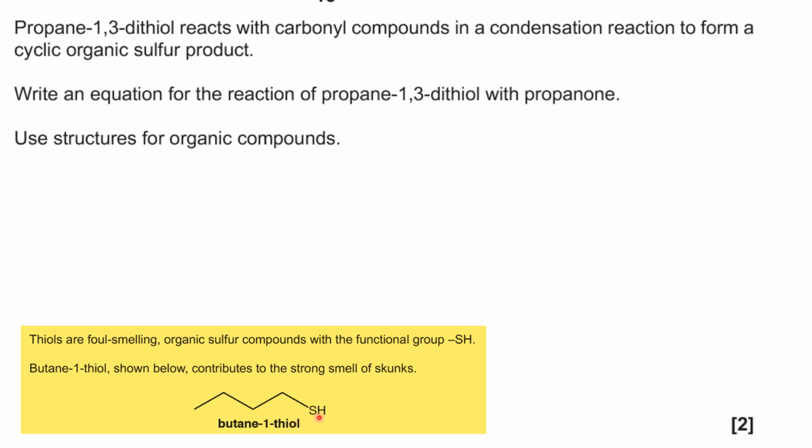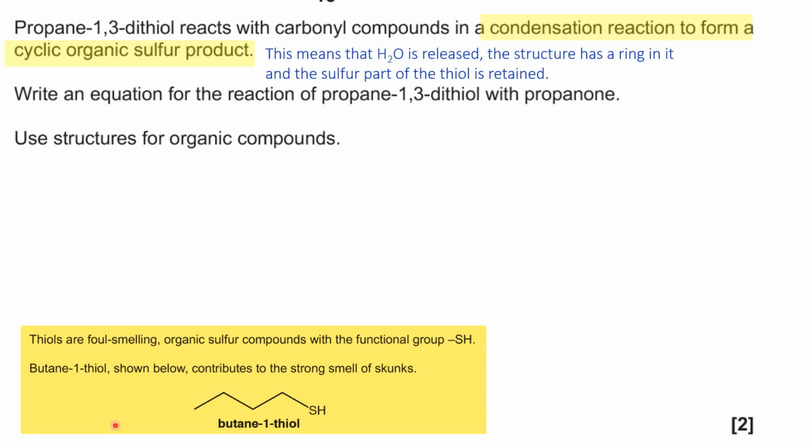Now it's quite useful to think about sulfur for a moment. It's in group 6 alongside oxygen, and clearly you'll come across OH as an alcohol or hydroxyl group. So it shouldn't be too difficult to imagine that SH would behave in a similar way. So let's look at the information they give you. It tells you that a condensation reaction is formed to make a cyclic organic sulfur product. There's 3 bits of info this means. H2O is released, the structure has a ring in it, and the sulfur part of the thiol is retained somehow.